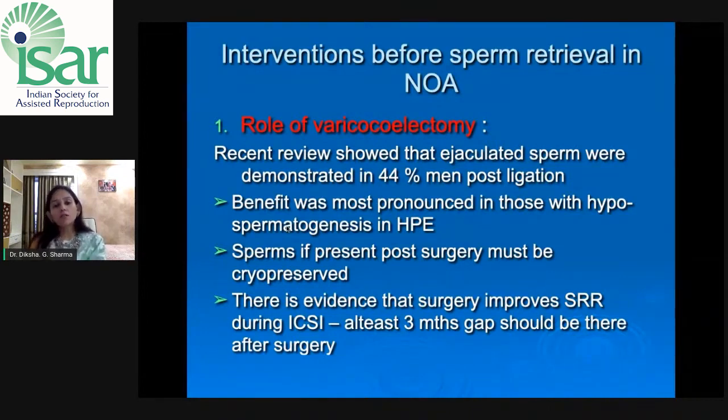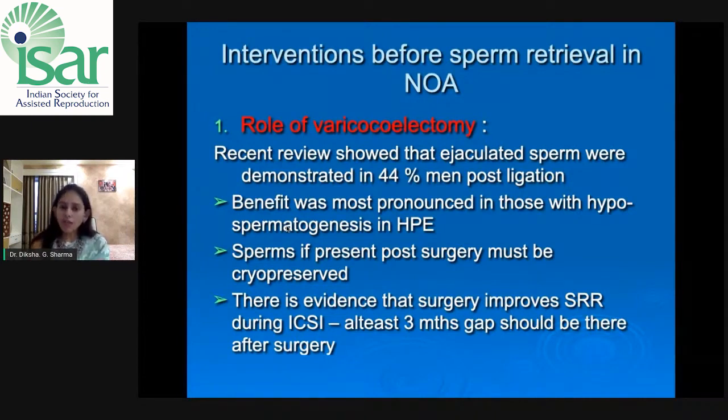So, if a male with non-obstructive azoospermia has a coexistent large varicocele, then recent reviews have shown that if we ligate the varicocele, then in 44% of these men, ejaculated sperm was seen. The benefit was most pronounced if they had a hypospermatogenesis, that is a favorable histopathology. If, however, sperms are present post-surgery, then we must cryopreserve.